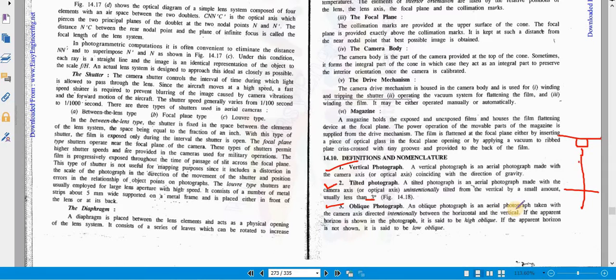If the apparent horizon is shown in the photograph, it is said to be high oblique. If the apparent horizon is not shown, then it is called low oblique. So basically you are keeping the camera somewhere between your vertical axis and your horizontal axis, and such a photograph is included in oblique photographs. If the photograph shows the visible horizon, it is called high oblique. If it does not show the visible horizon, it is called low oblique.